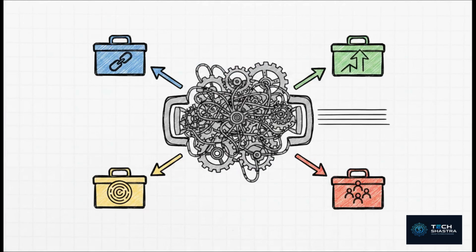Now, the great news is you don't have to build that loop from scratch every time. Frameworks like LangChain, Crew AI, and AutoGen handle a lot of the heavy lifting for you.